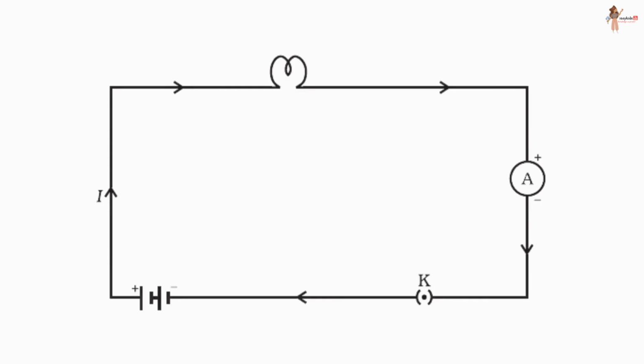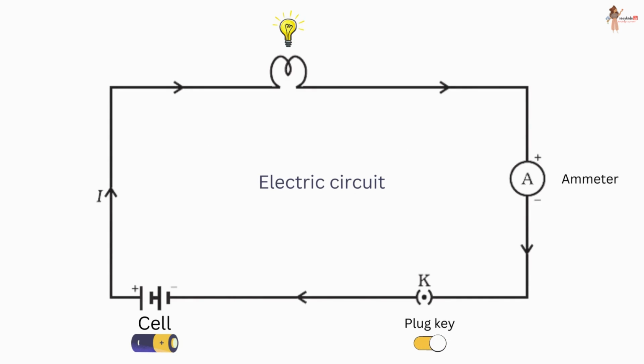Here is the schematic diagram of a typical electric circuit comprising a cell, an electric bulb, an ammeter, and a plug key. Note that the electric current flows in the circuit from the positive terminal of the cell to the negative terminal of the cell through the bulb and ammeter, of course.